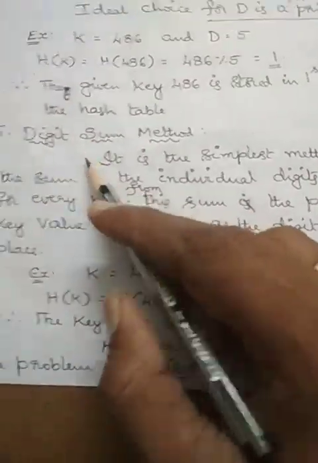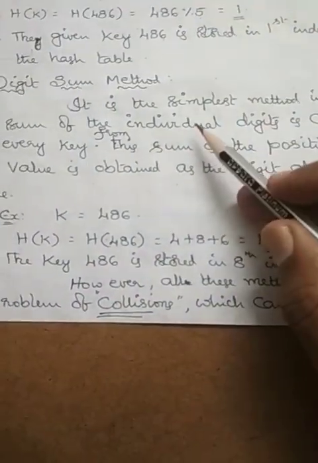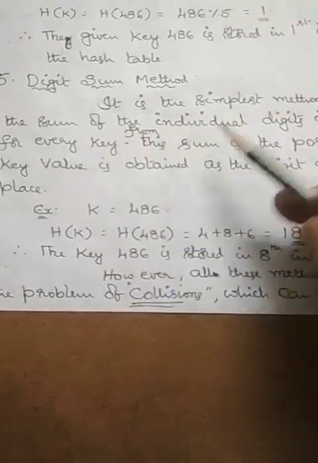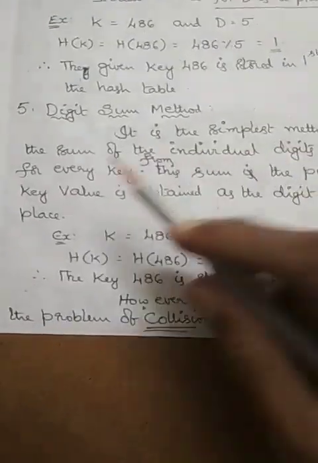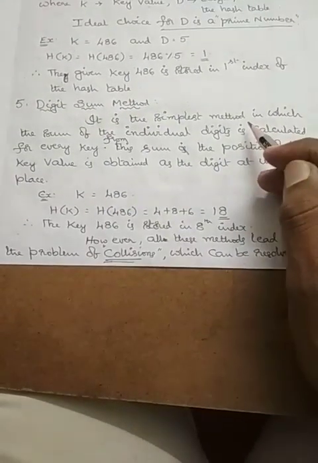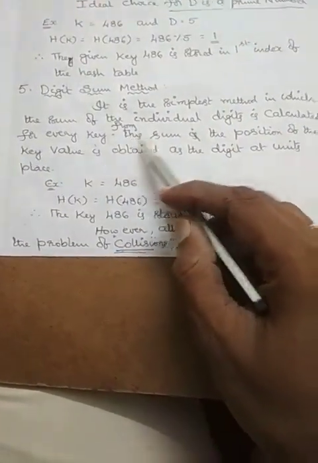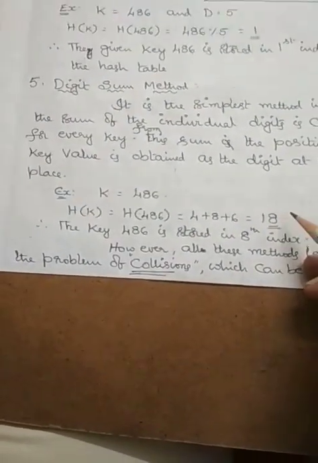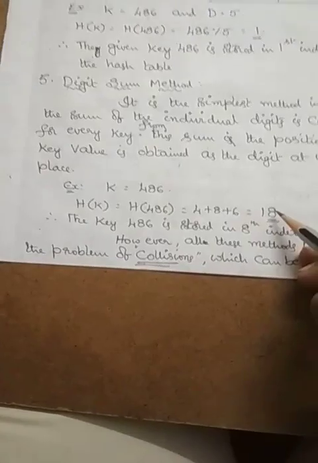The last one is the oldest method, called the digit sum method. It is the simplest method, in which the sum of the individual digits is calculated for every key. From this sum, the position of the key value is obtained as the digit at the units place. Whatever digit is present at the units place is the one considered for storing the respective data item.